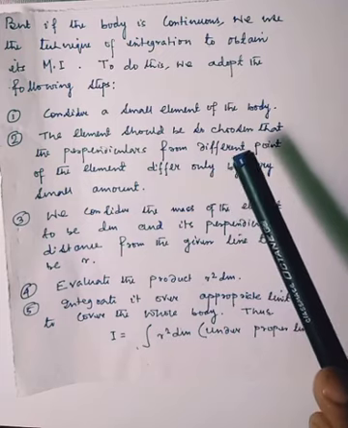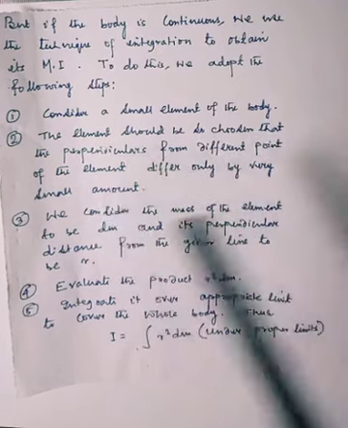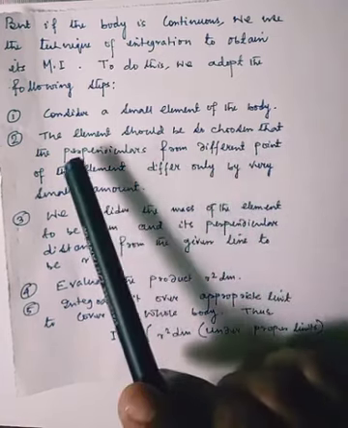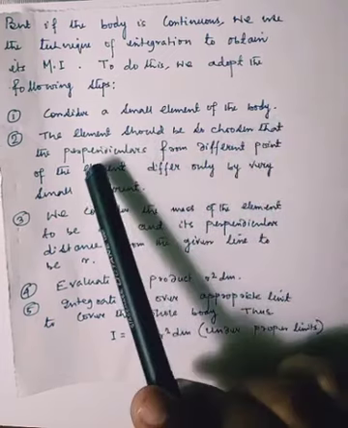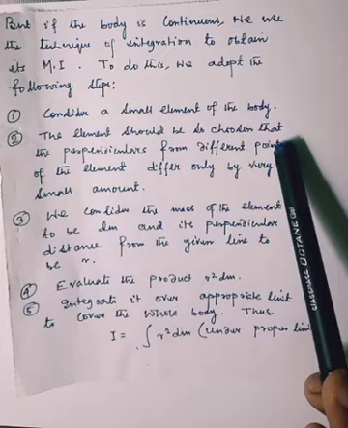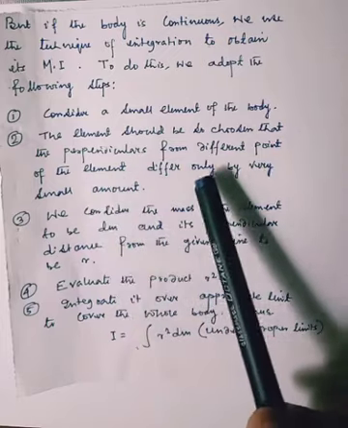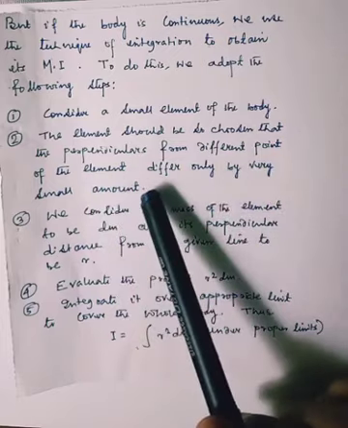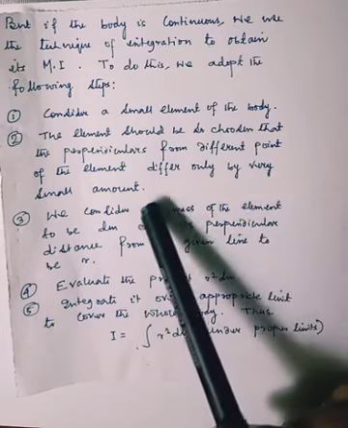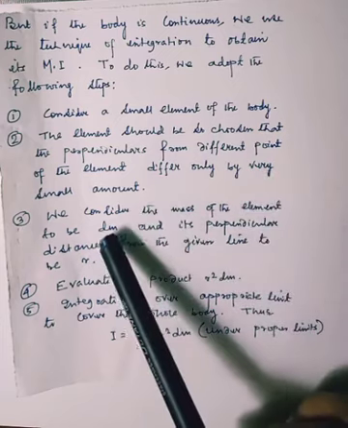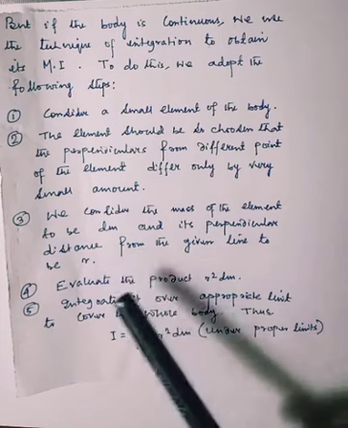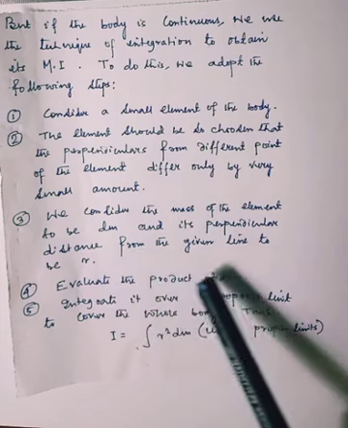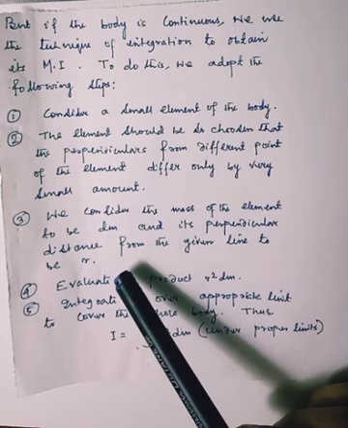To do this, we adopt the following steps. Now, what are the steps? Number 1, consider a small element of the body. Number 2, the element should be so chosen that the perpendiculars from the different points of the element differ only by a very small amount. Number 3, we consider the mass of the element to be dm and its perpendicular distance from the given line to be small r.